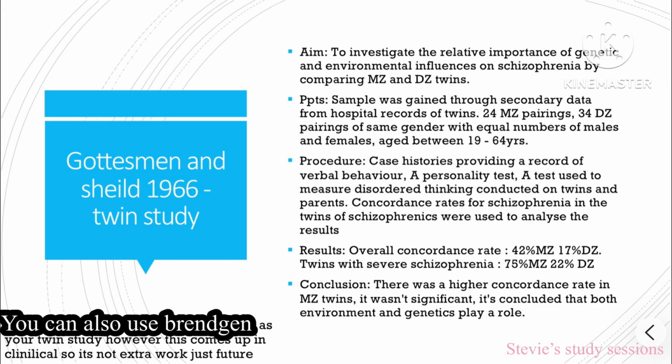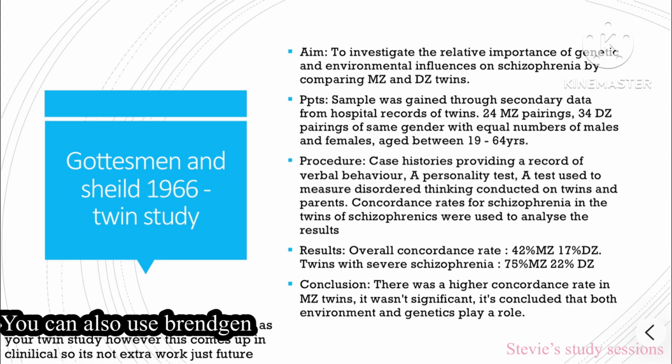Gottesman and Shields, 1966, twin study. The aim was to investigate the relative importance of genetic and environmental influence on schizophrenia by comparing MZ and DZ twins. Participants. The sample was gained through secondary data from hospital records of twins.